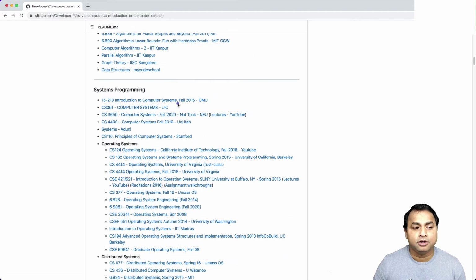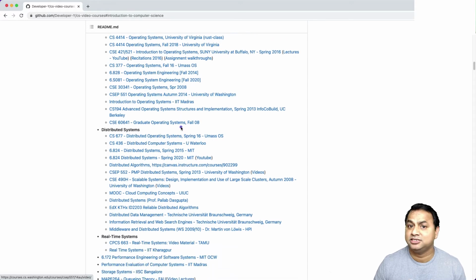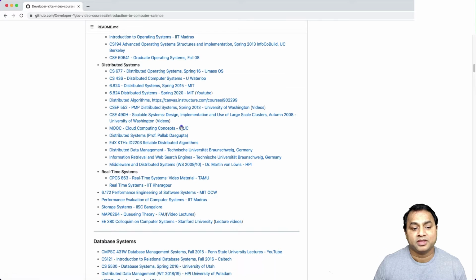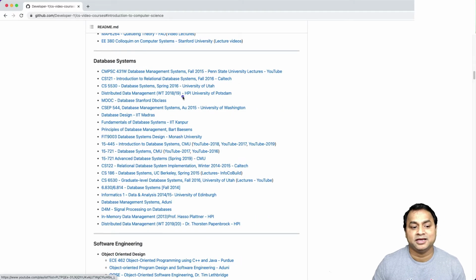And if you want to learn about operating systems on Unix, Linux, it has distributed systems. Then real-time systems it has, and also database systems. So if you want to learn SQL, Oracle, or any other systems, it has all the details from the basics.